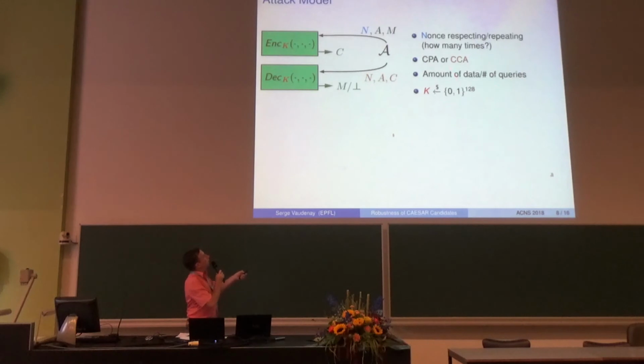So the adversary can send some triplet N, A, M to the encryption oracle and get the ciphertext, with the restriction that N doesn't repeat, or repeats a number of times which is bounded in our attack. The attack can be either chosen plaintext or chosen plaintext and ciphertext. If it is chosen plaintext, the adversary cannot play with the decryption algorithm. If it is chosen plaintext and ciphertext, it can. And we wonder what is the amount of data.